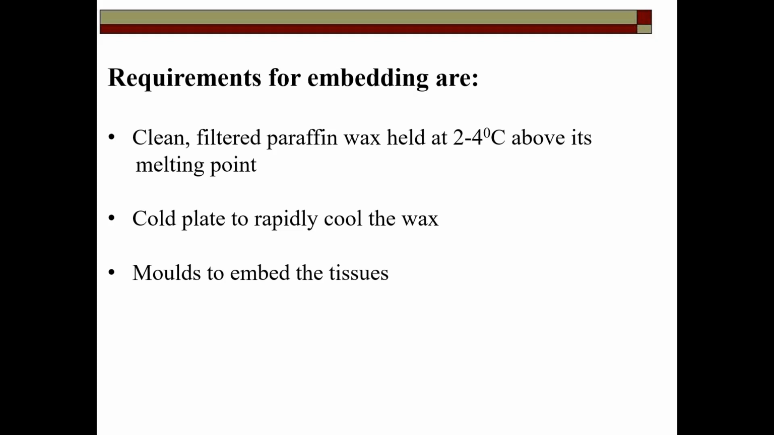So usually you have an embedding center which has a cold plate and a warm plate. The cold plate is where you set the molten wax. So that is where you allow the molten wax to set. On the hot plate, you have two components. One is for the tissue, and one part is for the embedding molds.